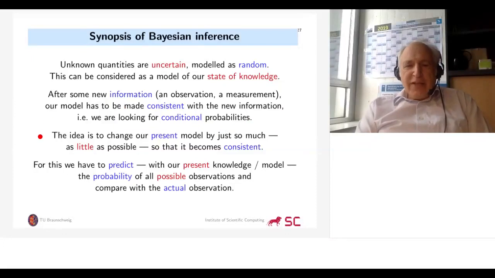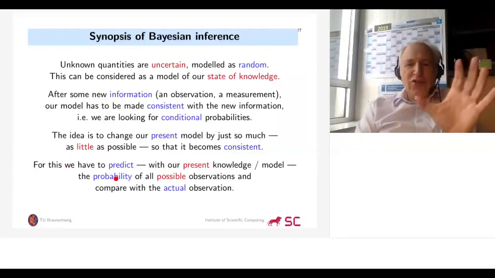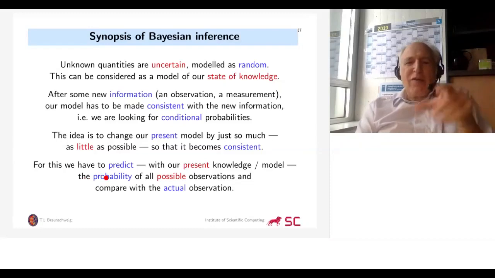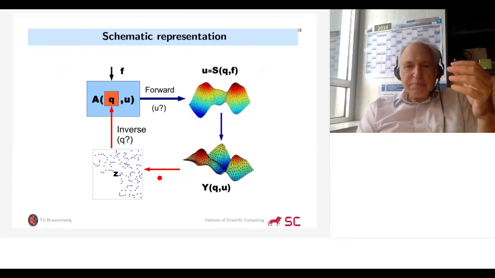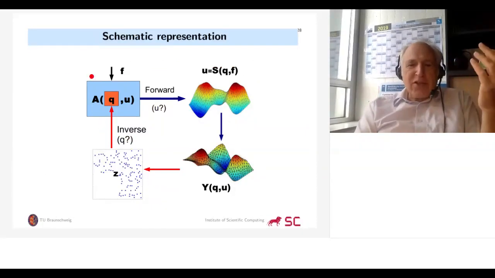So the idea is we change our present model, but just so much that it becomes consistent with what would have been observed. We'll see how this happens. For this, we have to predict with our present knowledge the probability of observing something, and then compare this with the actual observation. From this difference, we do the updating.